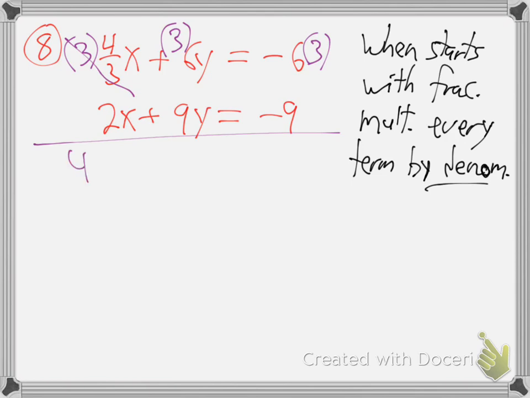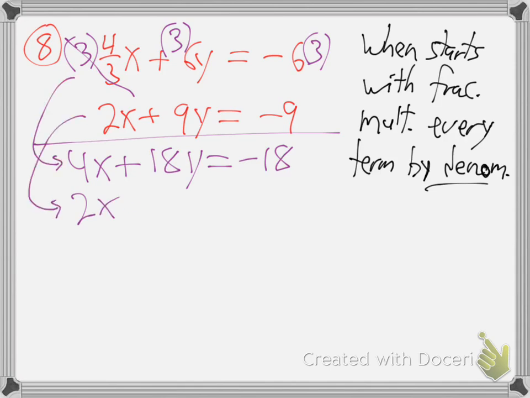So then what do we get? 4x plus 18y is minus 18. And the second equation, so there's the first. The second, I'll just bring it down, no changes. So is that good? Now we have no more fractions, right? See how that got rid of the fractions for us? So I'll let you take it from there.